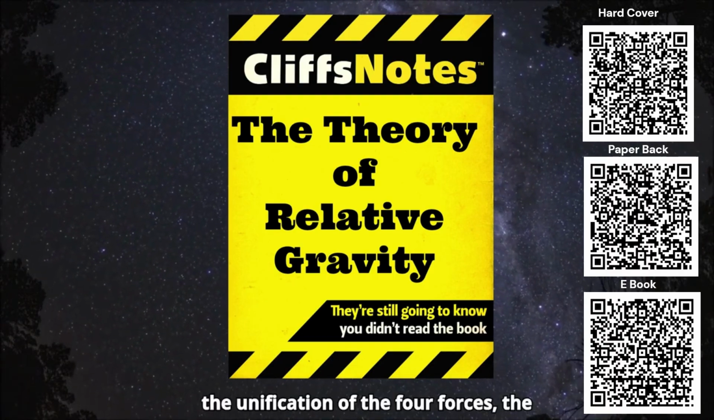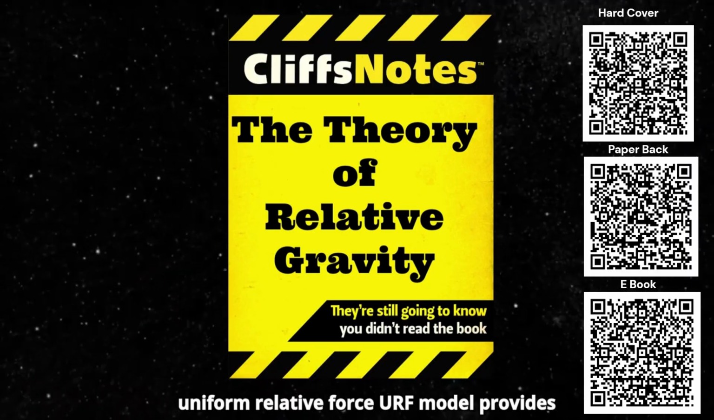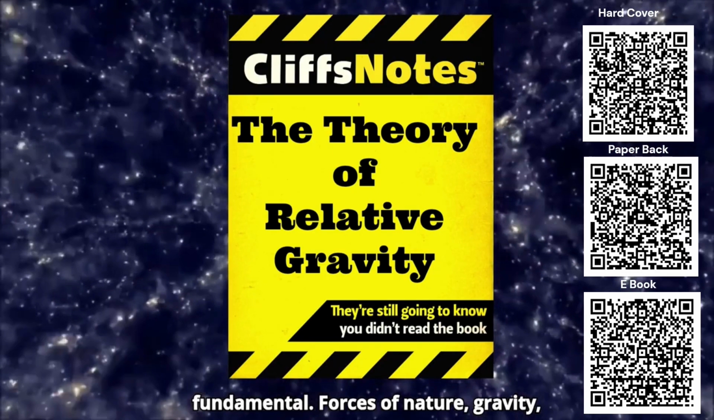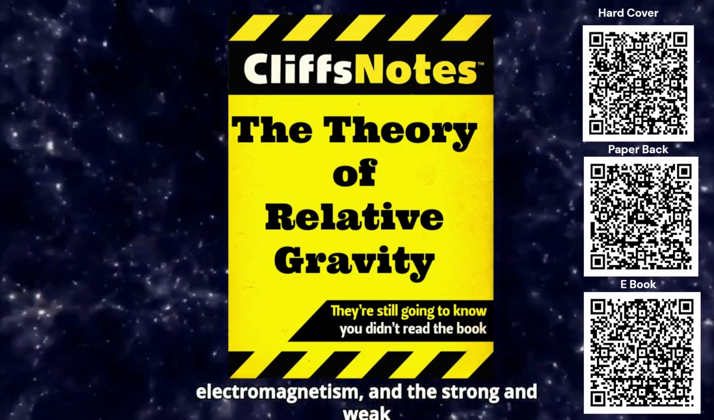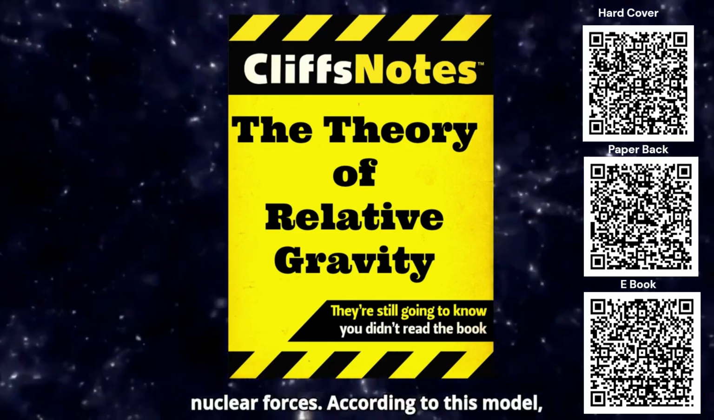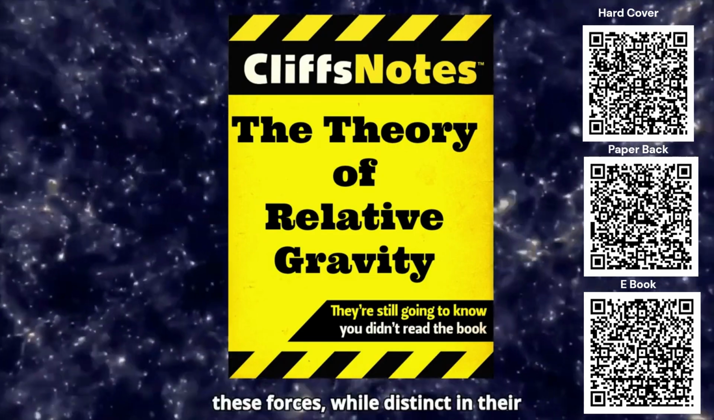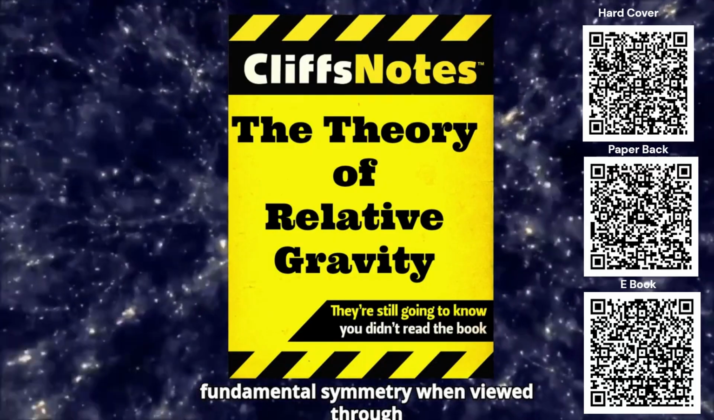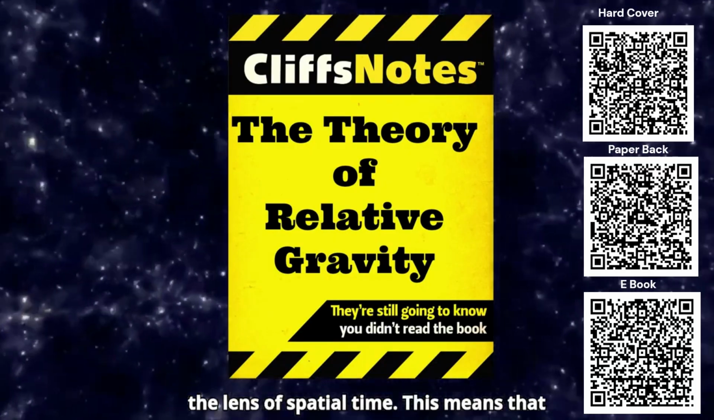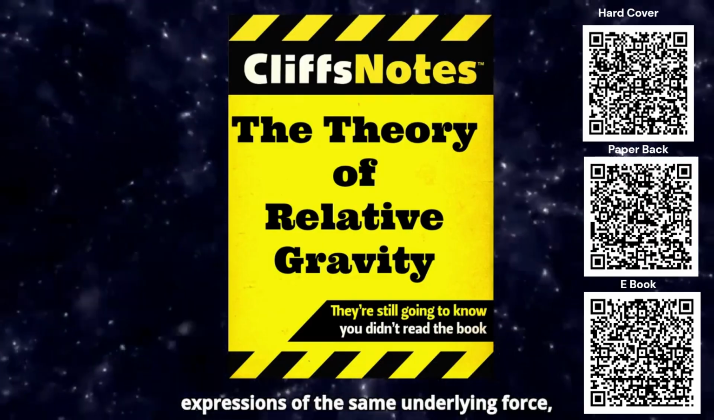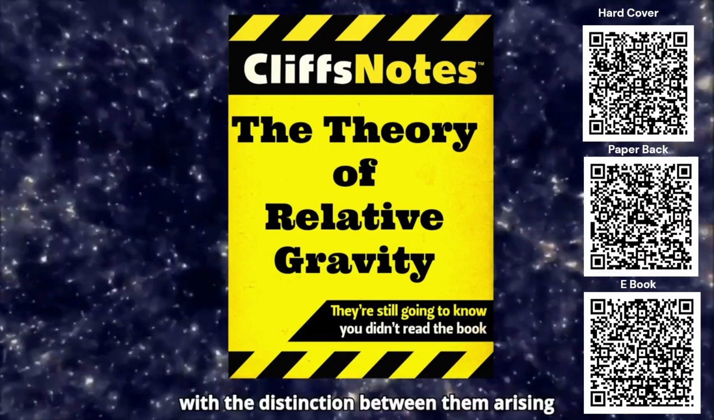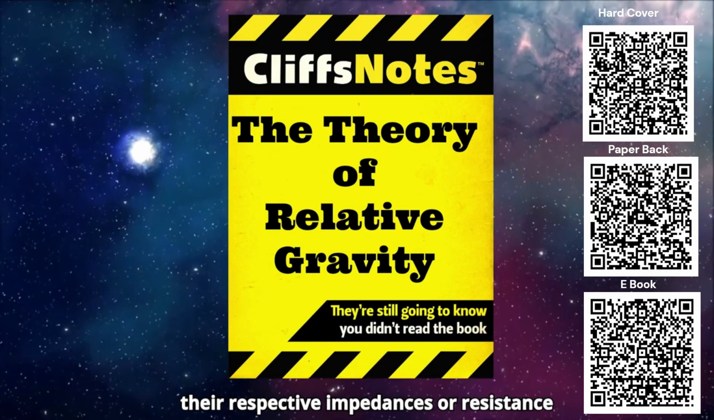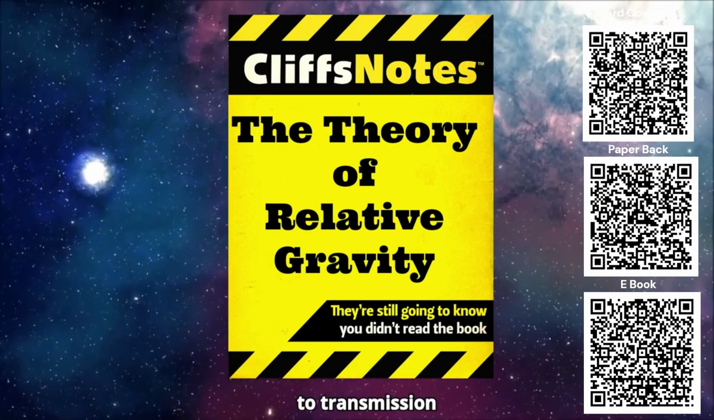The unification of the four forces. The uniform relative force URF model provides a potential pathway to unify the four fundamental forces of nature: gravity, electromagnetism, and the strong and weak nuclear forces. According to this model, these forces, while distinct in their individual properties, share a fundamental symmetry when viewed through the lens of spatial time. This means that they can all be understood as different expressions of the same underlying force, with the distinction between them arising from their context in space and time and their respective impedances, or resistance to transmission.